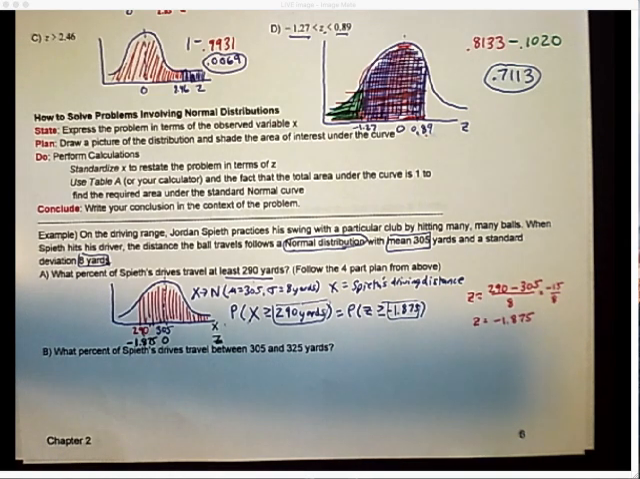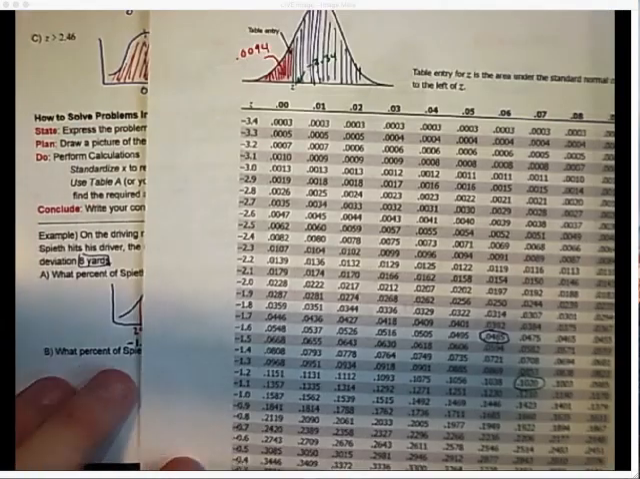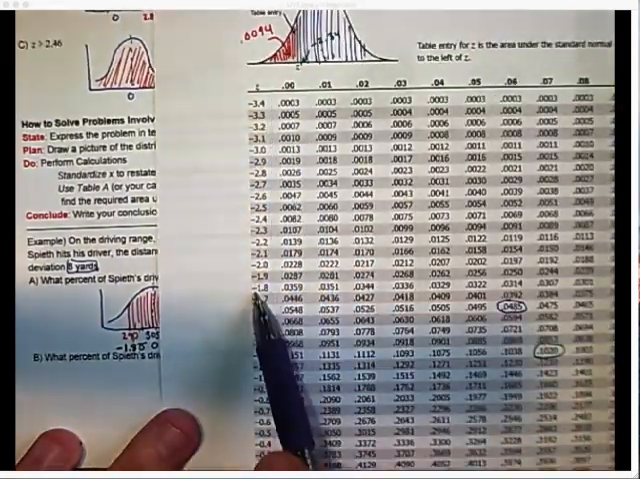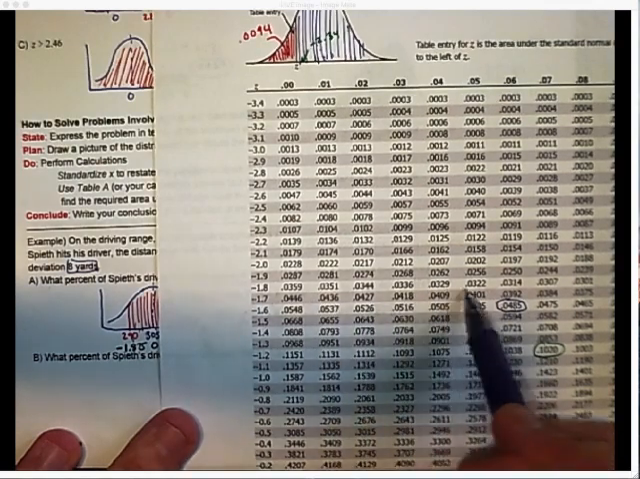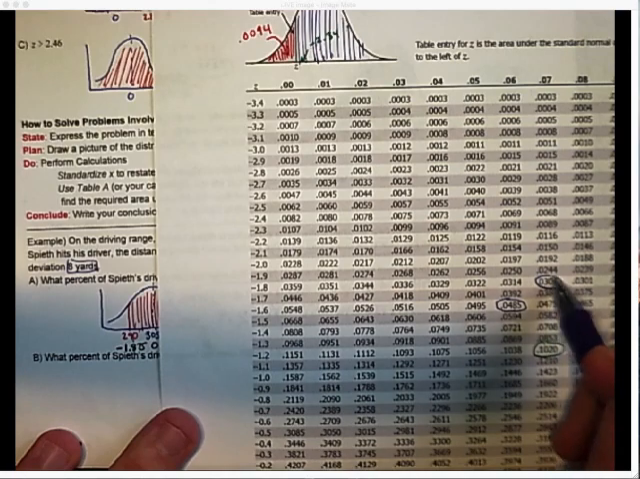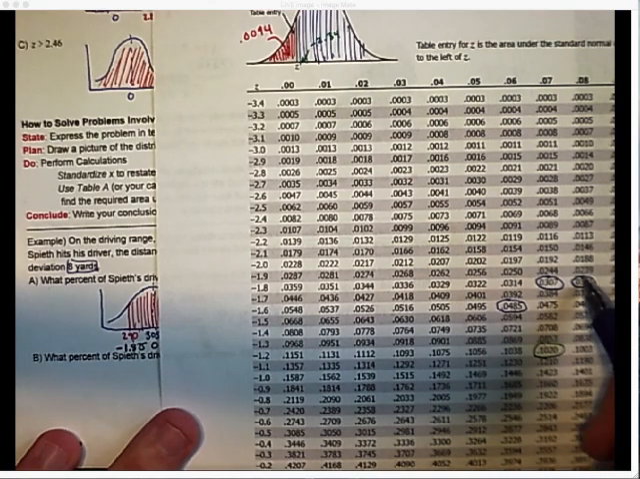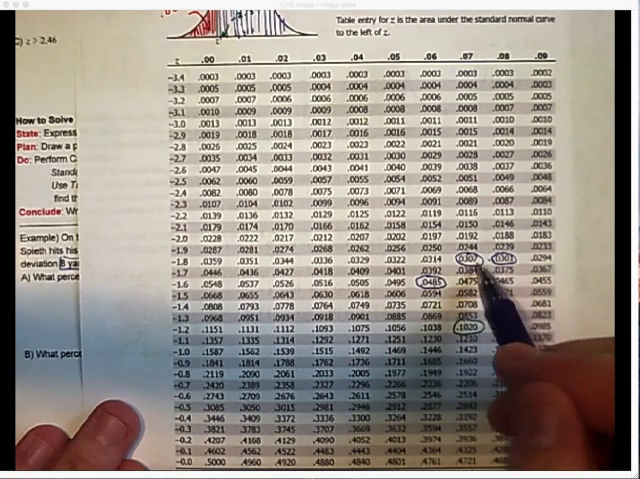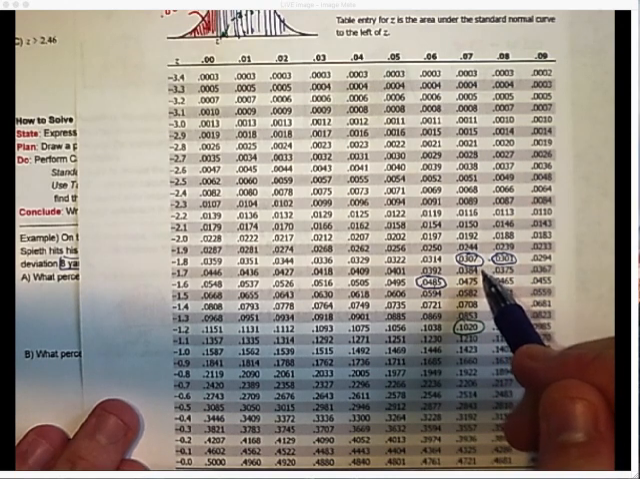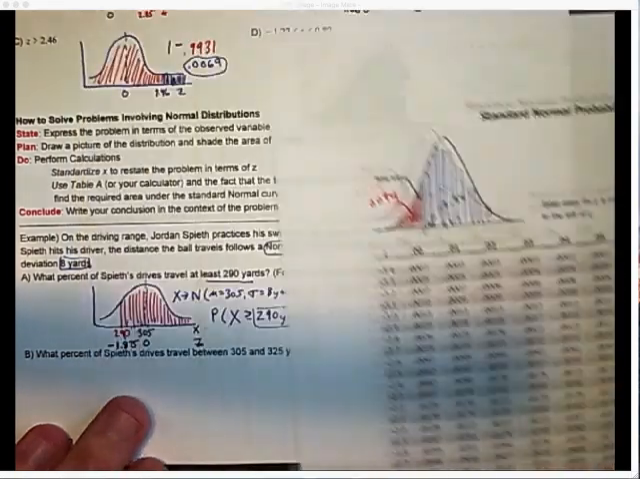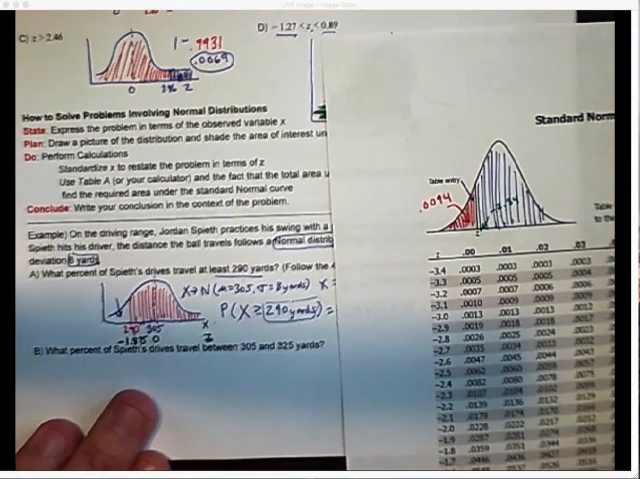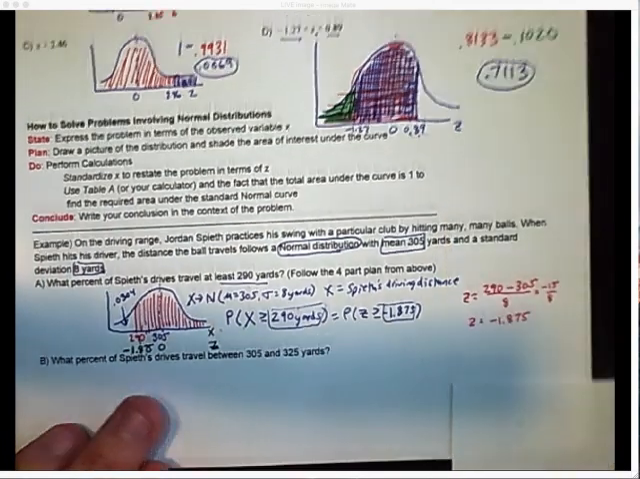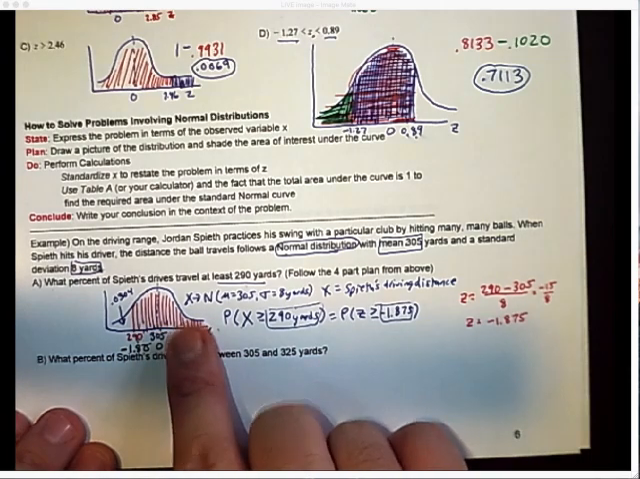All right, so if I go to my tables, remember the tables give you a left area, not a right area. But if I go to negative 1.87, here is negative 1.87, and here's negative 1.88. All right, so the best thing we can do to find negative 1.875 is to take the average of those two. So about 0.0304. So that part of the curve to the left has an area of 0.0304. But we're trying to find the right area. So how do we do that?